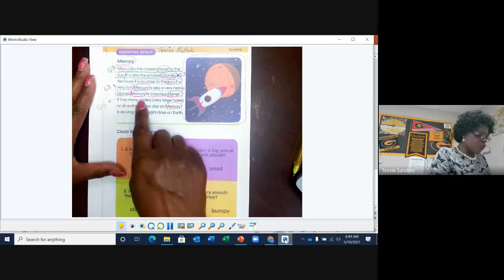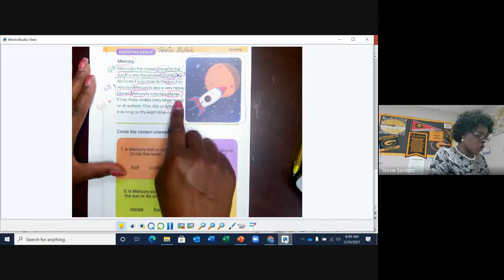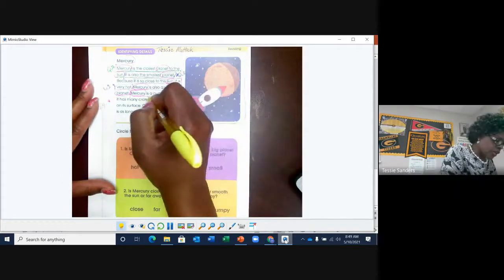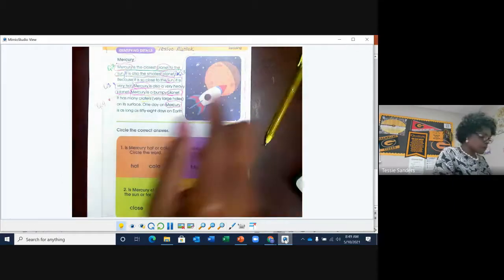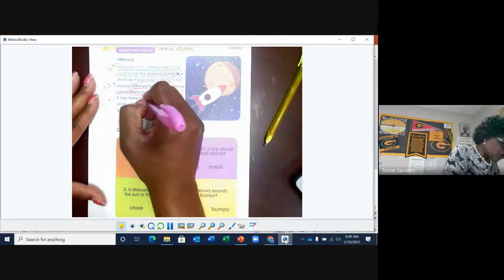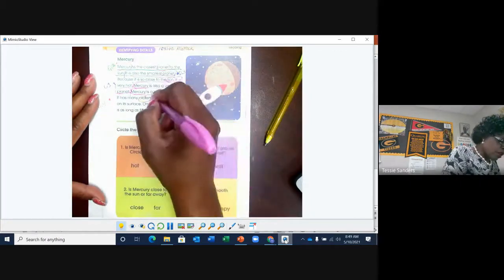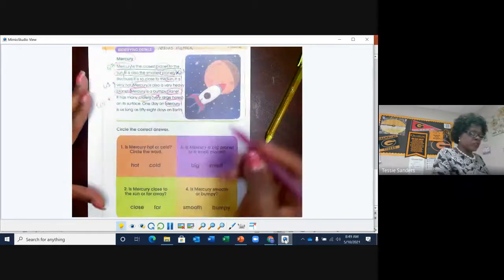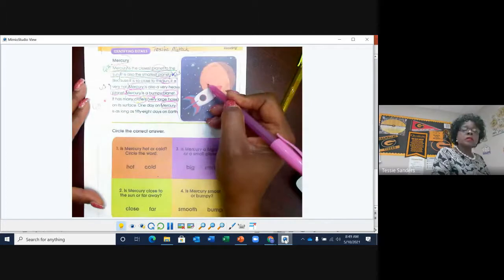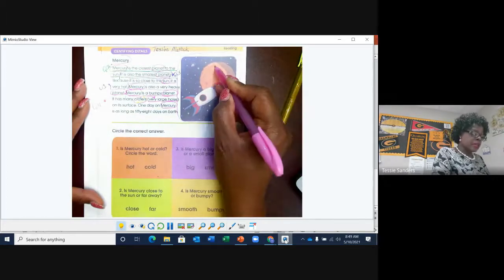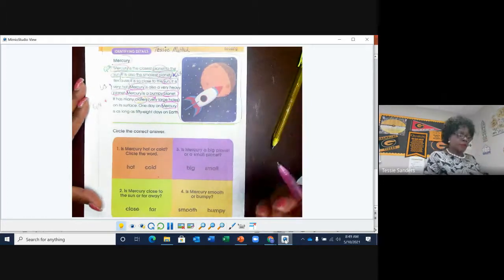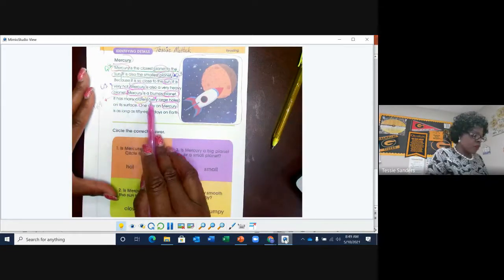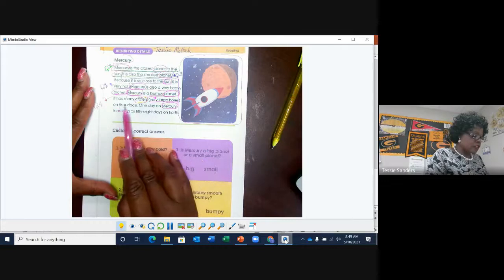It has many craters, very large holes. Oh, I like to pay attention to context clues. Circle craters. Craters are very large holes. See the large holes? See the craters in the planet? Good. It has many craters, very large holes on its surface.